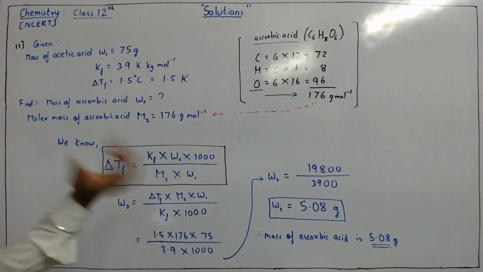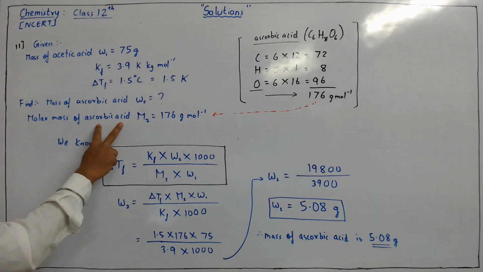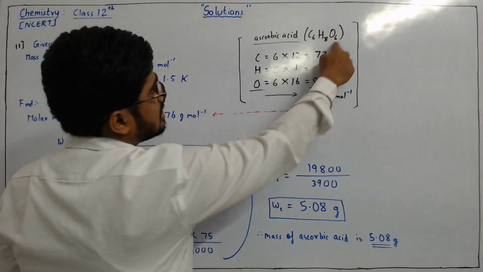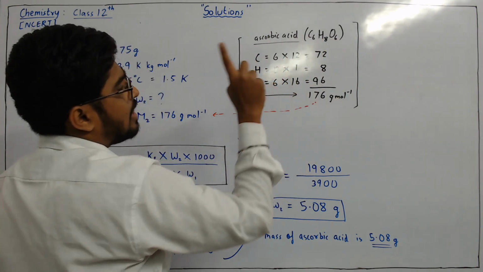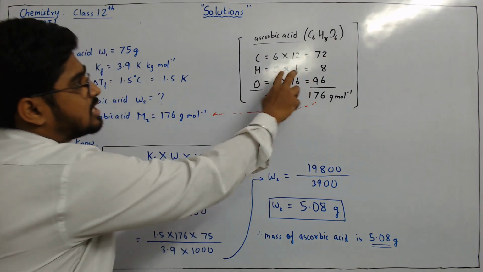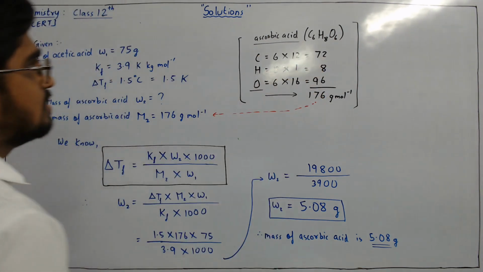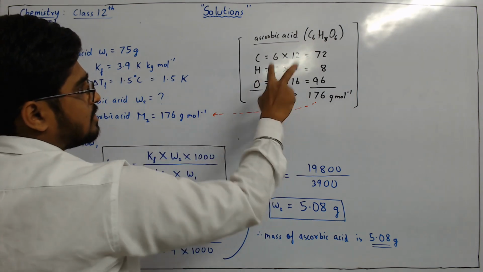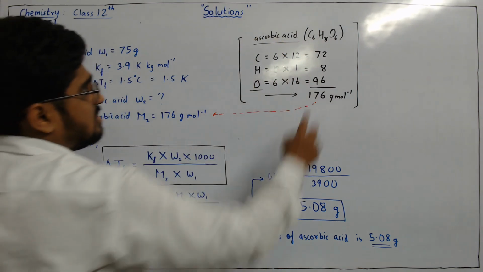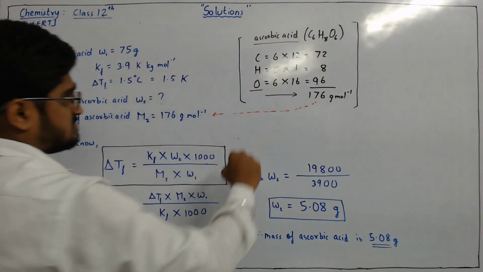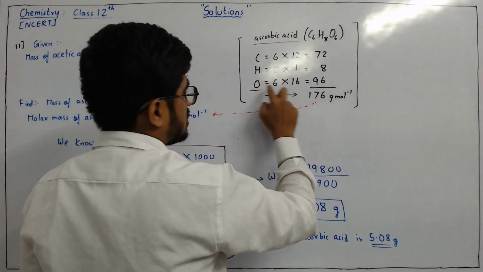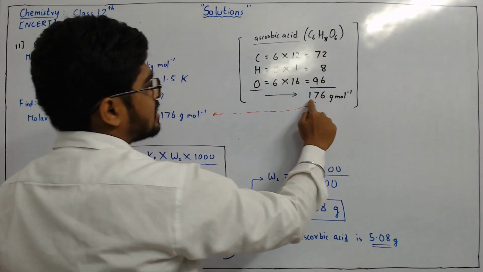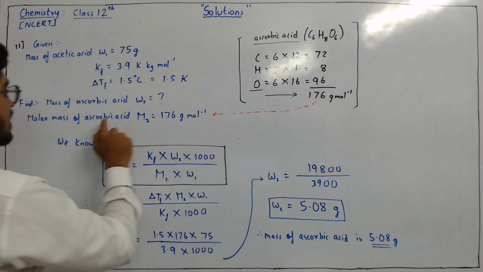Okay, first let's calculate molar mass of ascorbic acid. How to calculate? See here, ascorbic acid formula already given C6H8O6. How many carbons are there? 6 carbon. And atomic mass of 1 carbon is 12. So 6 multiplied by 12 is equal to 72. How many hydrogen are there? 8. Atomic mass of hydrogen is 1. 8 multiplied by 1. How many oxygen are there? 6. Atomic mass of 1 oxygen is 16. 6 multiplied by 16 is 96. So if we add all three of these, we get molar mass 176 gram per mole. This is the molar mass of ascorbic acid.